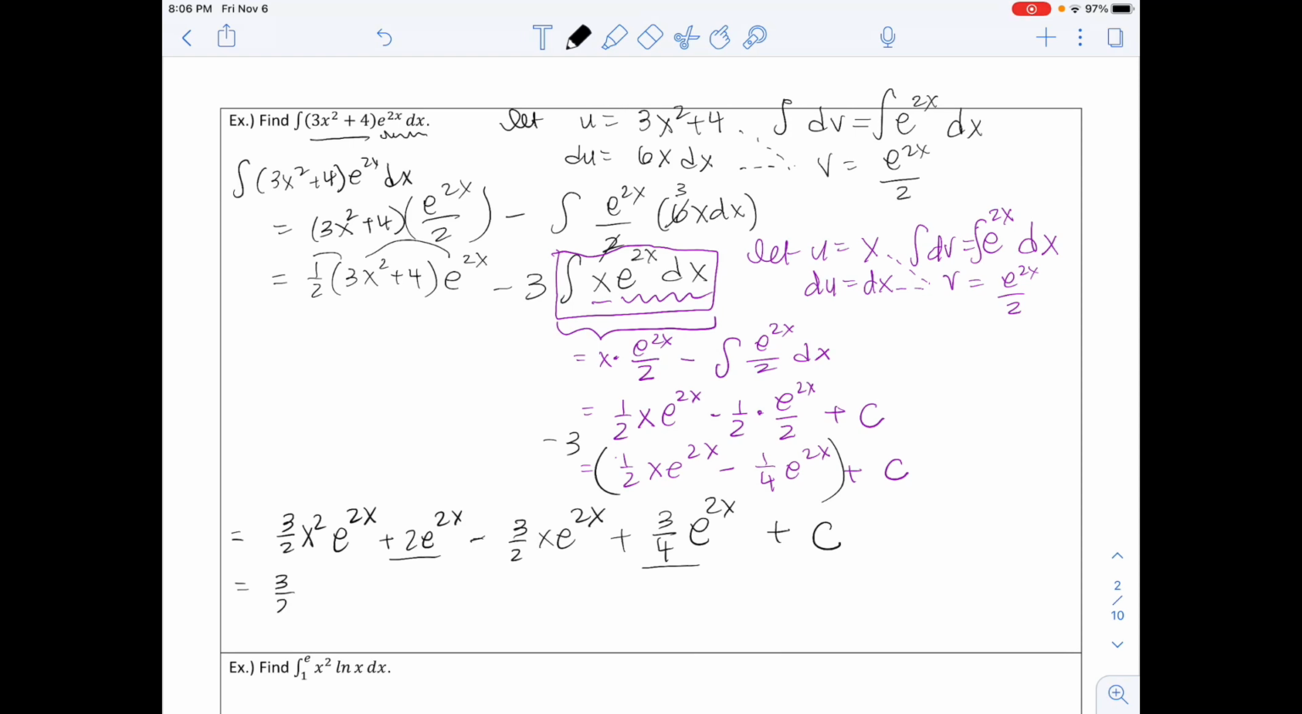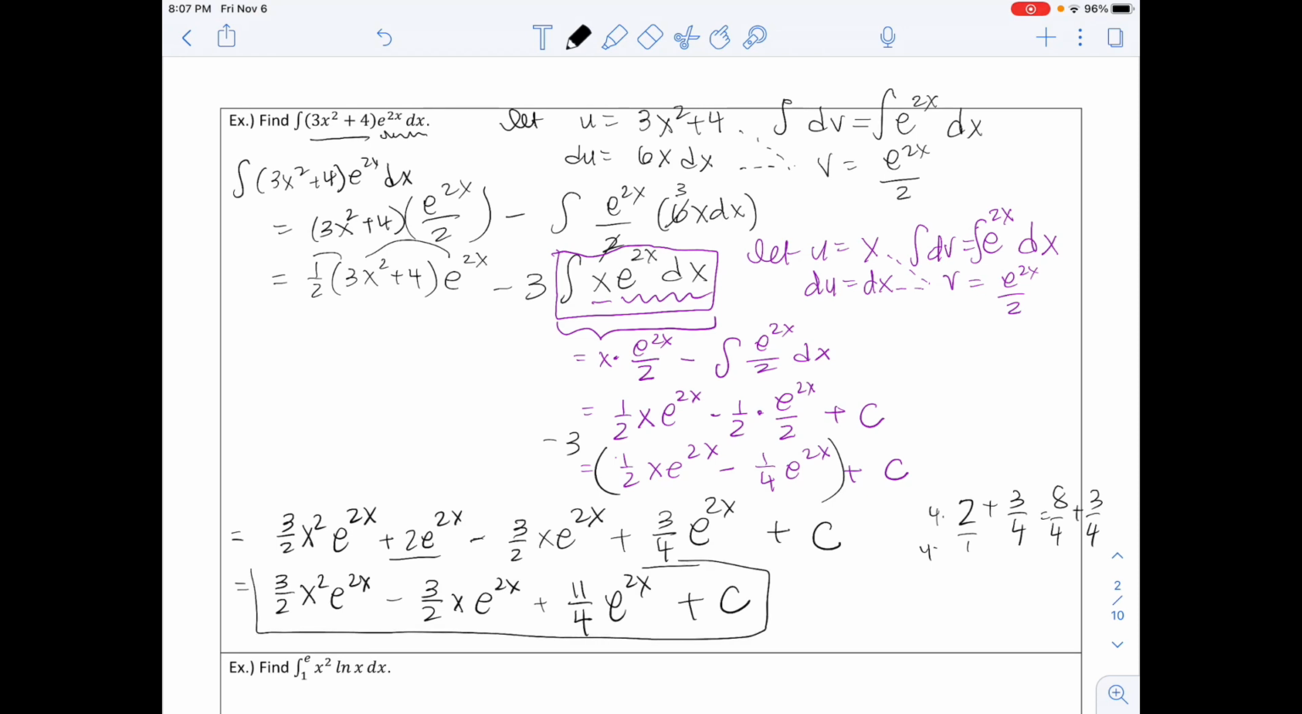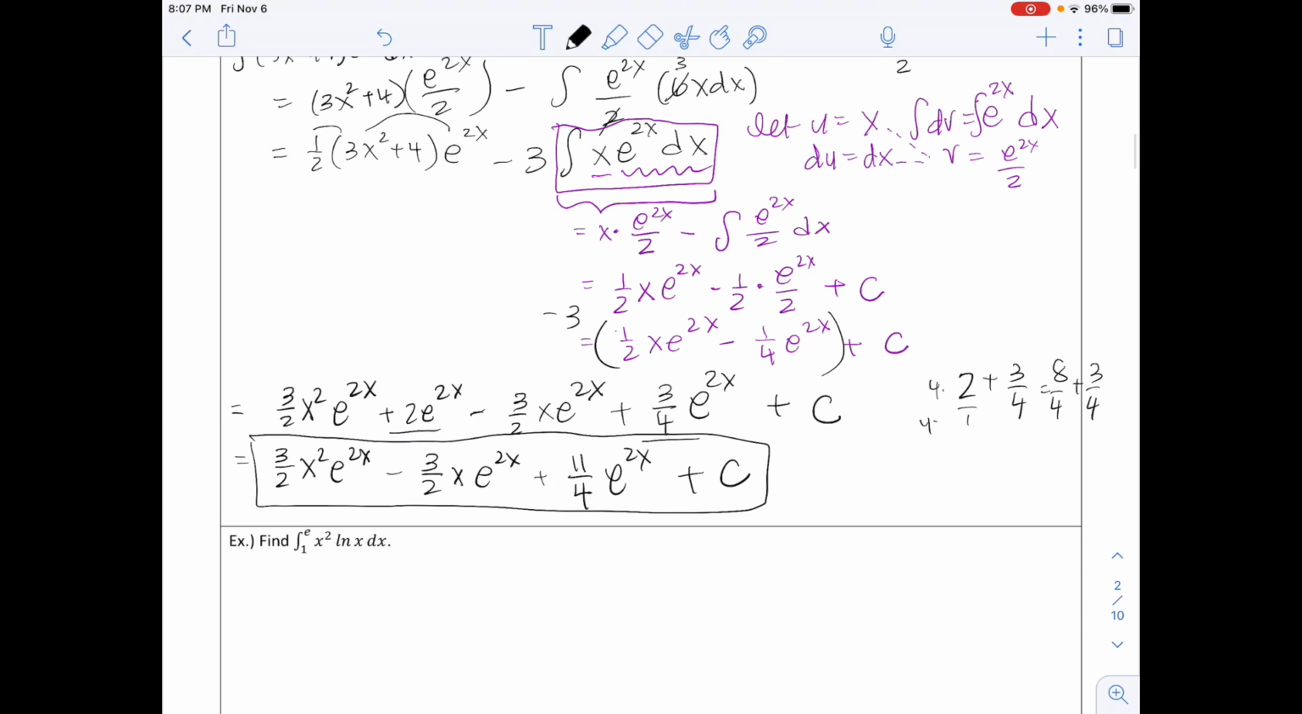From here, we can combine some like terms. We have 3 over 2 x squared e to the 2x, and then minus 3 over 2 x e to the 2x. And then I have a 2e to the 2x plus 3/4 e to the 2x. So we can combine these together, and to do that I need to get a common denominator. And so we end up with 8 over 4 plus 3 over 4, or 11 over 4 e to the 2x plus c. And from here I'm going to go ahead and box this, but you can definitely factor out the greatest common factor of e to the 2x, or you can factor out 1/4 e to the 2x also and write an equivalent answer.